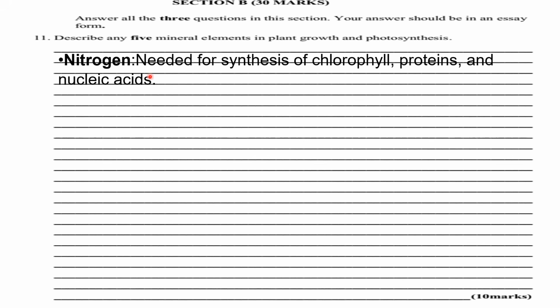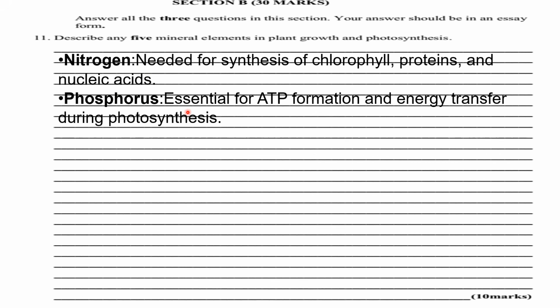Nitrogen is one of them. By just saying one nitrogen, that's 1 mark. This is needed for synthesis of chlorophyll. Remember, chlorophyll is needed for photosynthesis. It is also nitrogen that builds up proteins and the nucleic acids. So 2 marks for that.